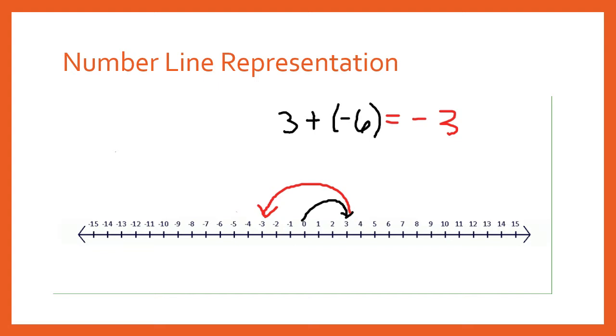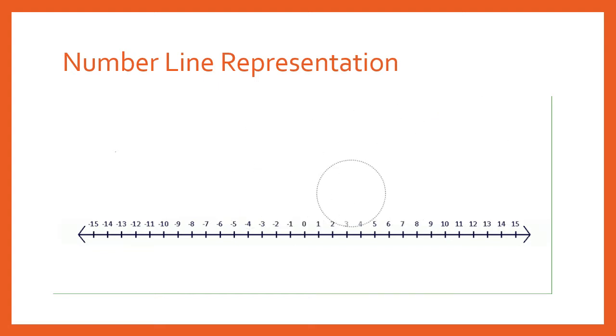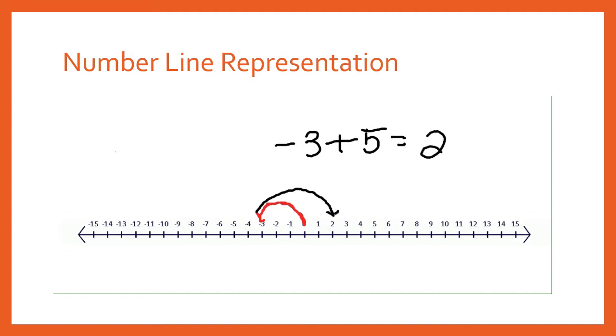Okay. Let's do negative 3 plus 5. So we start and go backwards to negative 3. And then we pick up from there and go up 5 places. And we land on 2.